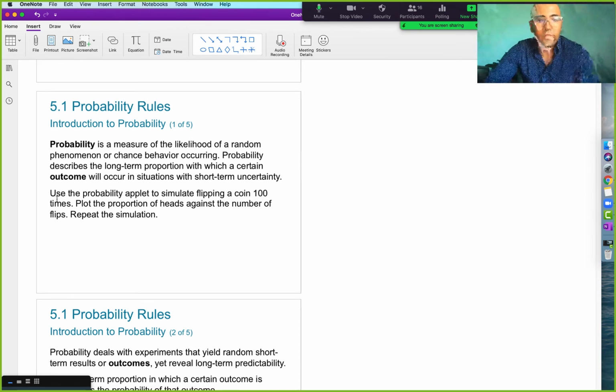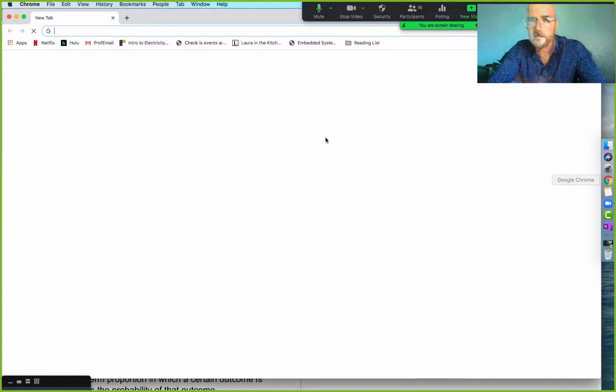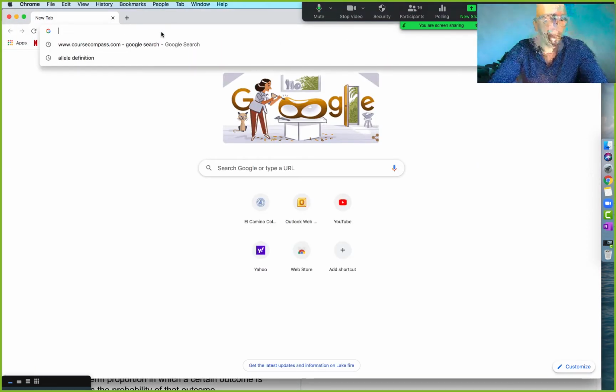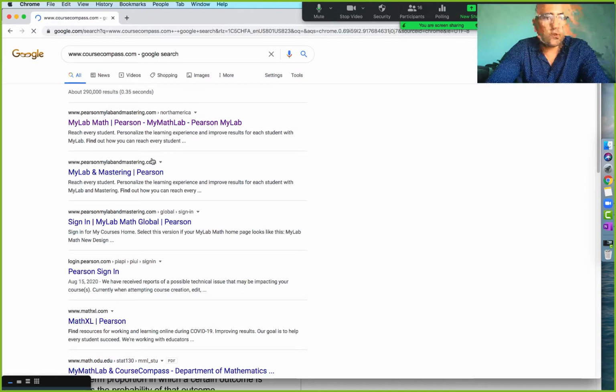There is an applet here. Use the probability applet to simulate the flipping of coins. So let's see if it works. This would be a good time to showcase some of those features from my StatLab. So go to coursecompass.com. You can play with this on your own as well. It's available to you.